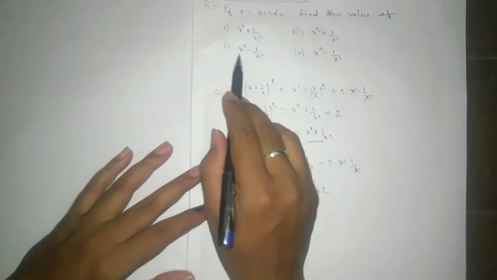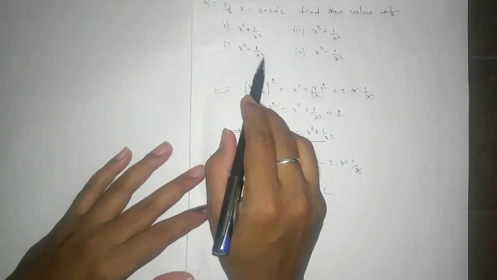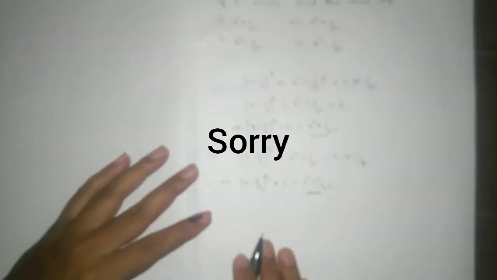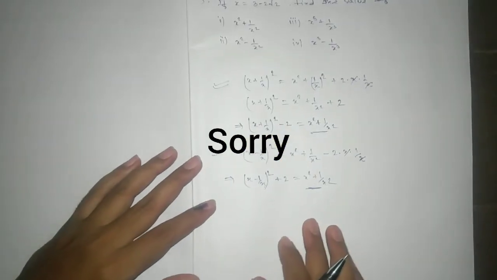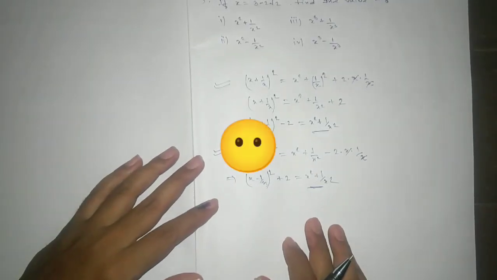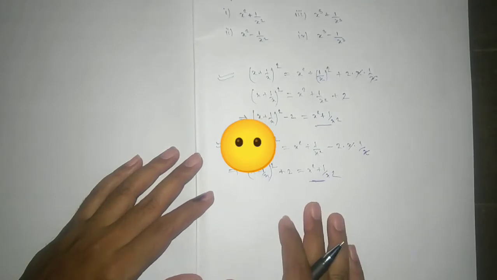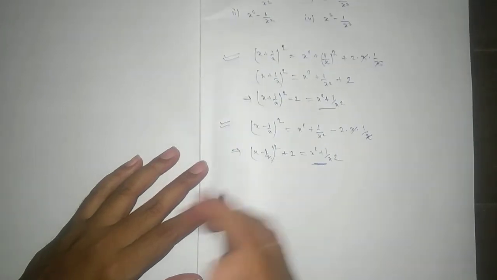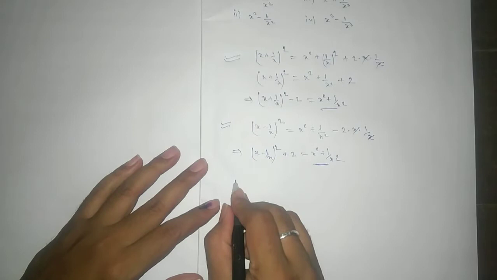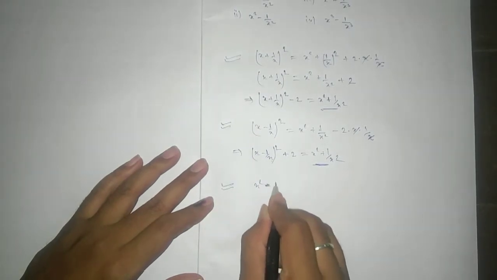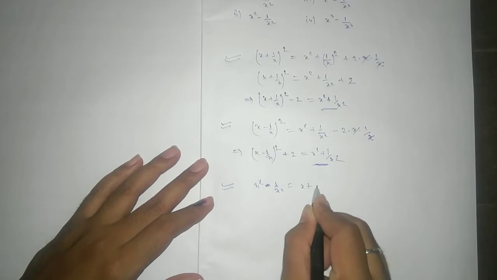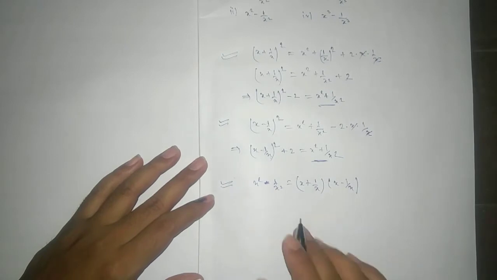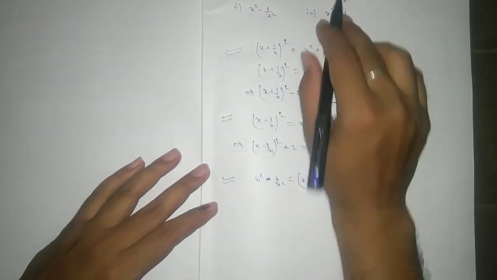So let's go for another one, that is x square minus 1 by x square. Here we have another formula for this one. That is very simple. X square minus 1 by x square gives x plus 1 by x times x minus 1 by x. We get this formula, a plus b times a minus b. Very simple. Let's proceed to the third one.